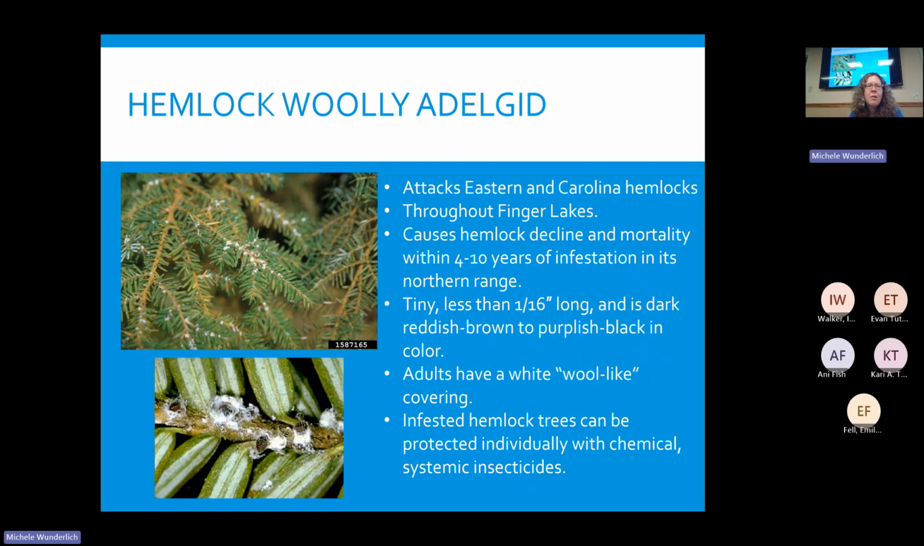Hemlock woolly adelgid attacks eastern and Carolina hemlocks throughout the Finger Lakes. It can cause death within 4 to 10 years once it's infested. They're very, very tiny, 1/16 of an inch long. They're dark, reddish brown and purple black in color. We look for them in the winter because they form these little white coverings, and that's how you identify them in the winter. And you can protect your trees with insecticides.